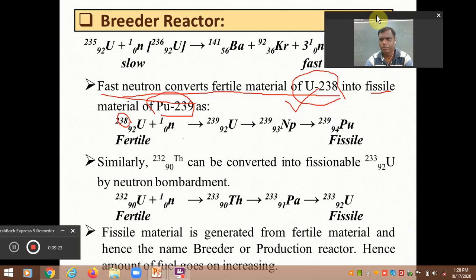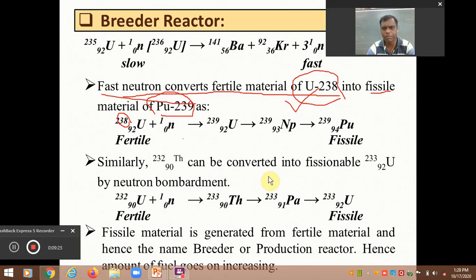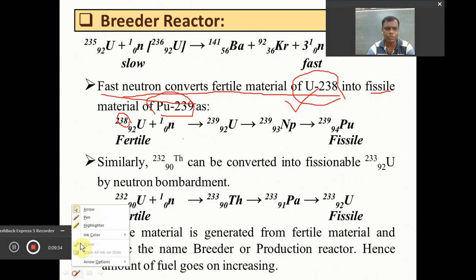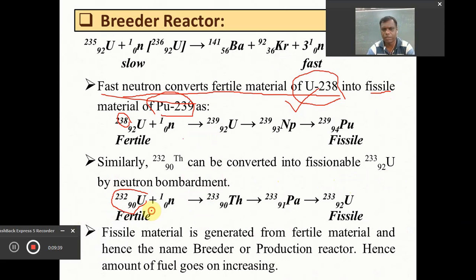Similarly, thorium 232 can also be converted into fissile material uranium 233 by the bombardment of neutrons. This is the same process as the earlier one. Here we can discuss the same. Thorium 232 can be converted to thorium 233, and later it will be converted to protactinium and then uranium 233. So this is the fissile material. It will undergo fission directly, and this is the fertile material. So this fissile material is generated from fertile material.